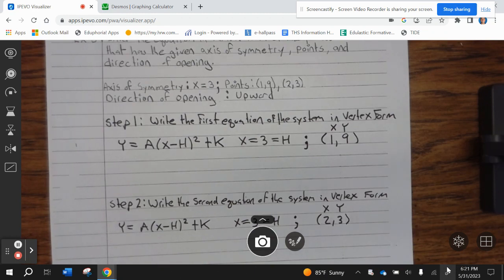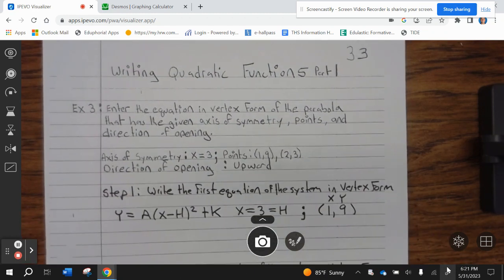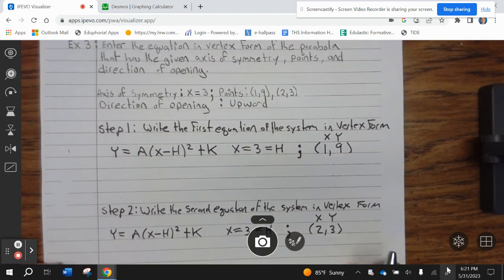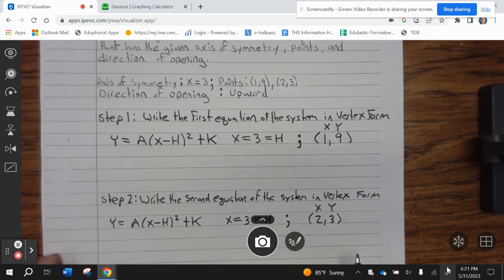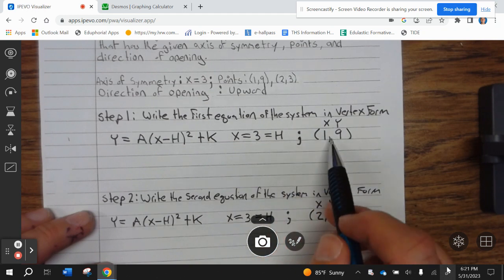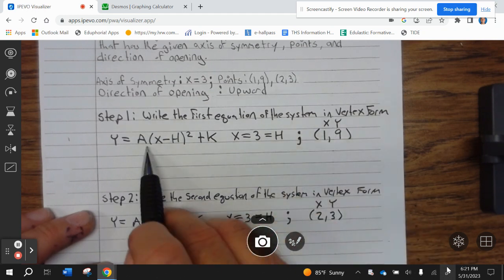All right, let's take a look at example number 3. Enter the equation in vertex form of the parabola that has the given axis of symmetry, points, and the direction of opening. So the axis of symmetry is x equals 3. The points are (1, 9) and (2, 3). Direction of opening is upward. So step 1, write the first equation of the system in vertex form. So we're given x equals 3, which is h, and we're given a point, (1, 9), which is x and y. So we're going to plug these in.